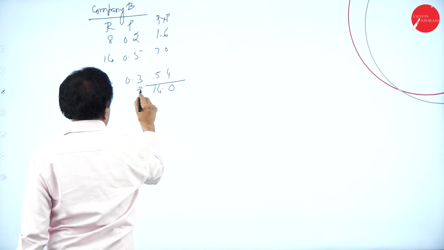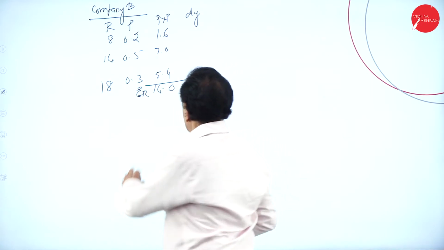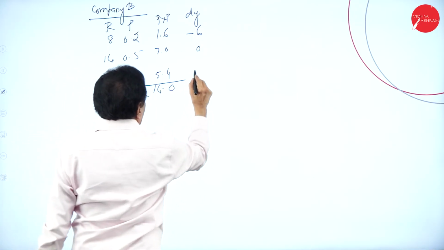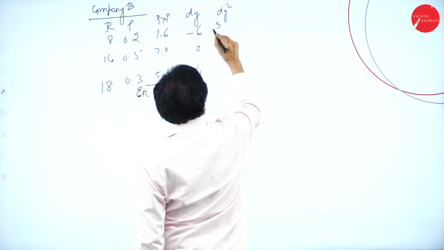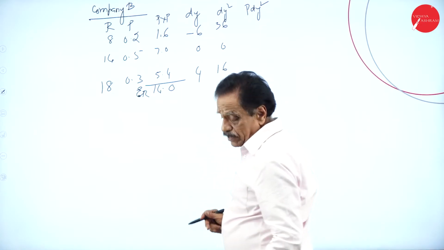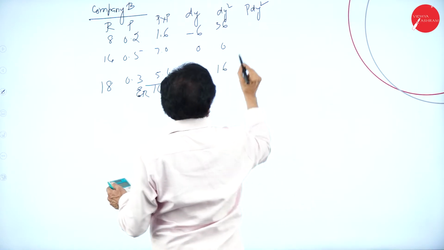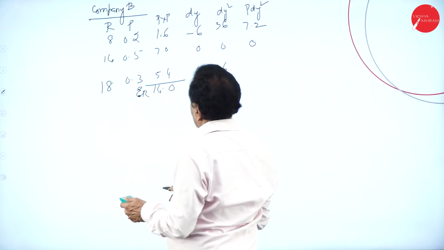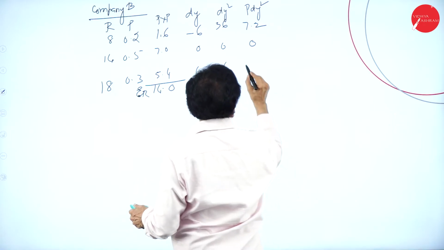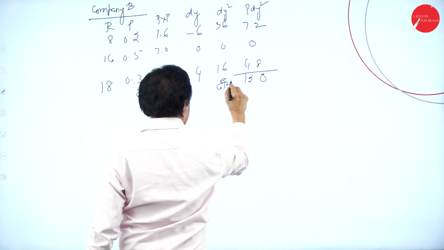It is 14, the expected return. So dy: 8 minus 14 is minus 6, 14 minus 14 is 0, 18 minus 14 is 4. dy square: 36, 0, 16. Then pdy square: 36 into 0.2 is 7.2, 0, 16 into 0.3 is 4.8. Add, it is 12, sigma pdy square.